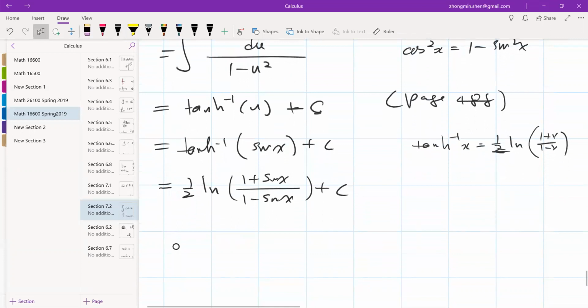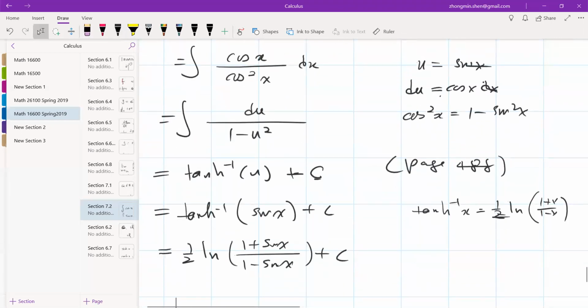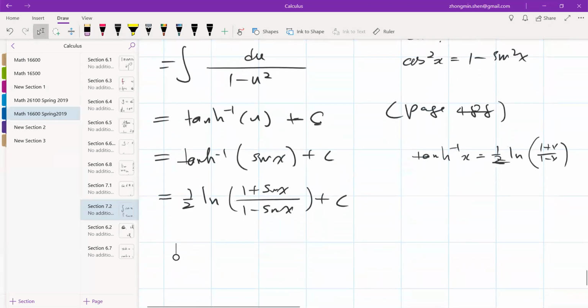There are many forms for the same answer. You see that, right? Now you get, yeah, the integral of secant x can be written as the inverse of a hyperbolic tangent and then combined with sine x. Because inverse hyperbolic tangent x can be written in that form, right? But this still does not match the one given in the book, okay?